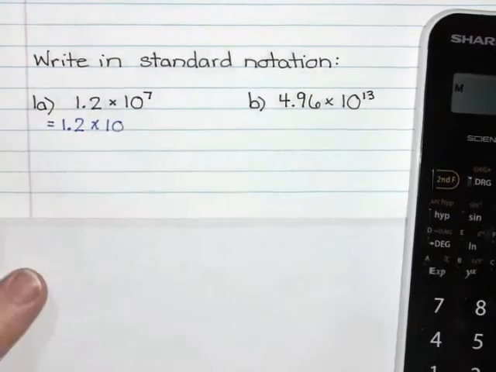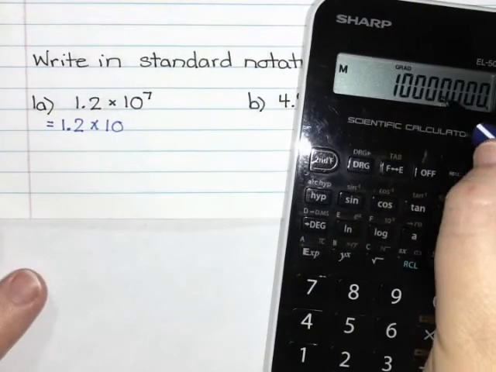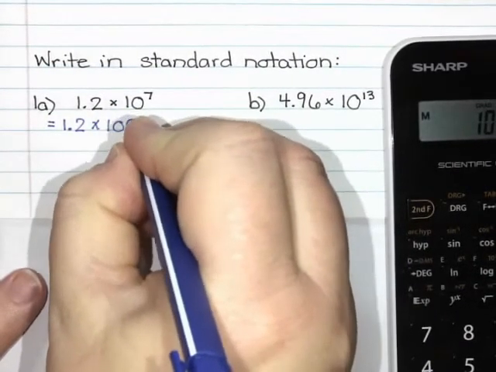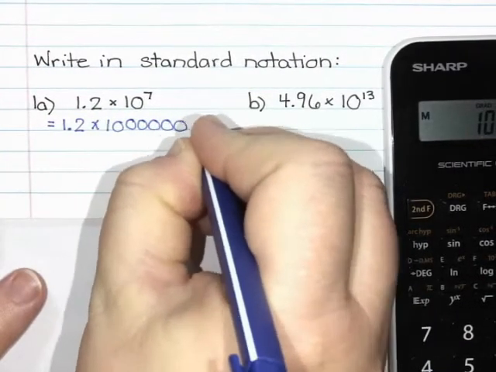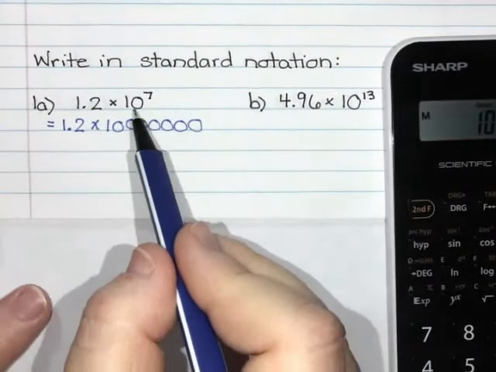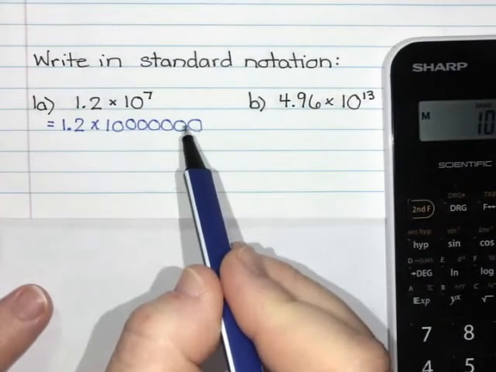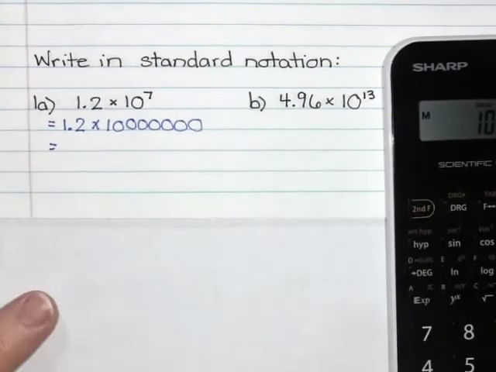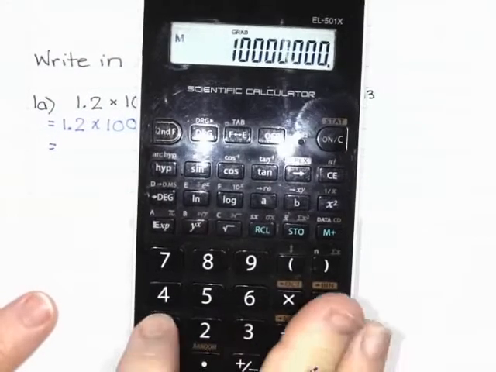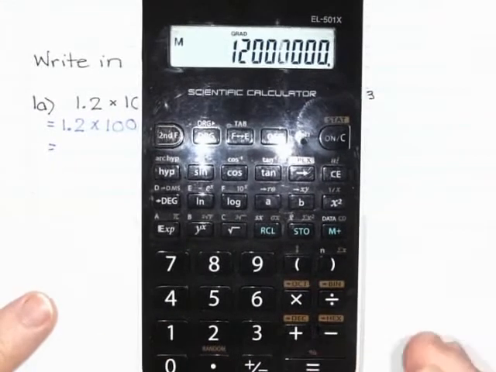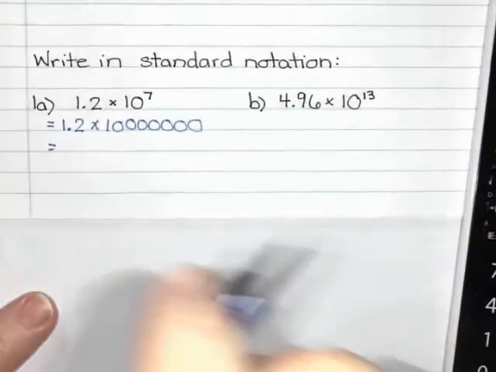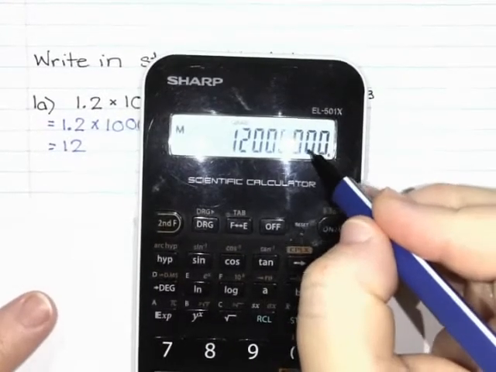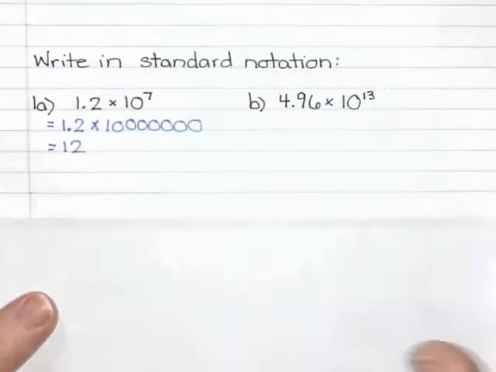It's a lot of zeros there. We've got 1, 2, 3, 4, 5, 6, 7 zeros. Right? And that's how powers of 10 work. The exponent actually will tell you how many zeros there should be. And then 1.2 times 10 million is 12 million. So that's 12, and then I have 1, 2, 3, 4, 5, 6 zeros.